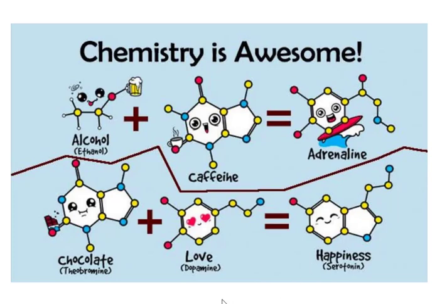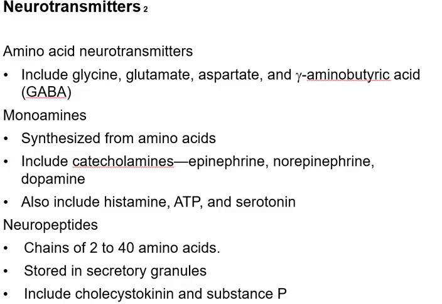Now, I will tell you that most people say oxytocin is the love hormone. But when you talk about neurotransmitters, dopamine is the love neurotransmitter. Look at this list of some of the other neurotransmitters. Look at that. We see histamine, ATP, serotonin.